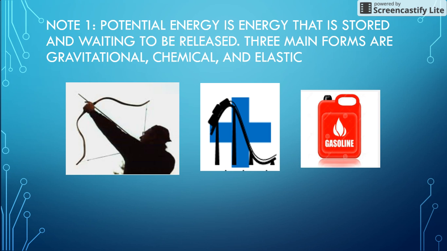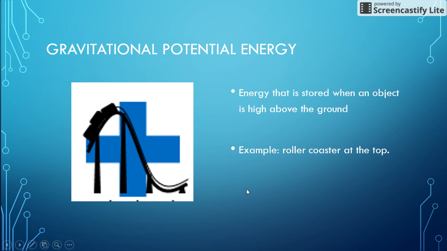Note number 1. Potential energy is energy that is stored and waiting to be released. The three main forms are gravitational, chemical, and elastic. So each of these types of energy have the potential to be released. Gravitational potential energy is energy that is stored when an object is high above the ground. An example is a roller coaster at the top of its ride. So my roller coaster has the potential energy to fall down when it's high above the ground.